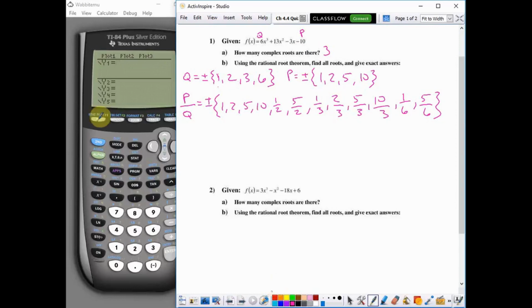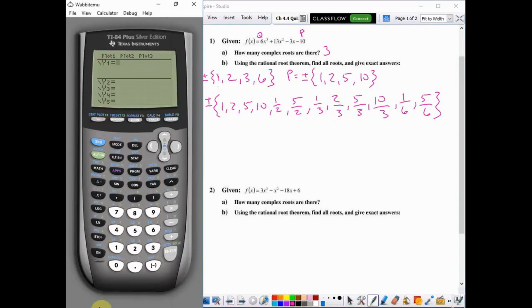Okay? If I have a graphing calculator, it's much easier. There's free graphing calculators available online. Desmos is a good one that can be used. This is an emulator for a TI-84, so this one works out for me. So what I need to do is plug in my equation. Y equals 6x cubed plus 13x squared minus 3x minus 10.